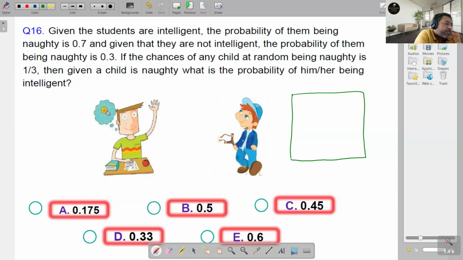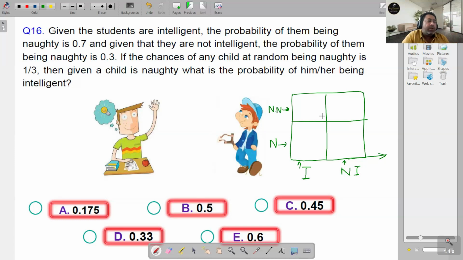I will mark the intelligent ones here as I on this axis, and the not intelligent ones are this one. So I is this one, and not intelligent is this one. And then naughty is this one, and not naughty, NN, is this one. Okay, so what will be this particular quadrant? This is not intelligent, not naughty. This one over here is intelligent and not naughty. This is intelligent and naughty, and this is not intelligent and naughty.